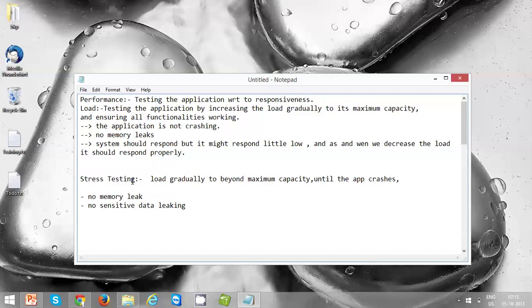Usually you'll have a question: what is the difference between performance, load and stress testing? You should never be confused with these things. They look similar to one another, but they actually have differences. You need to understand that difference. You have to clearly tell them.